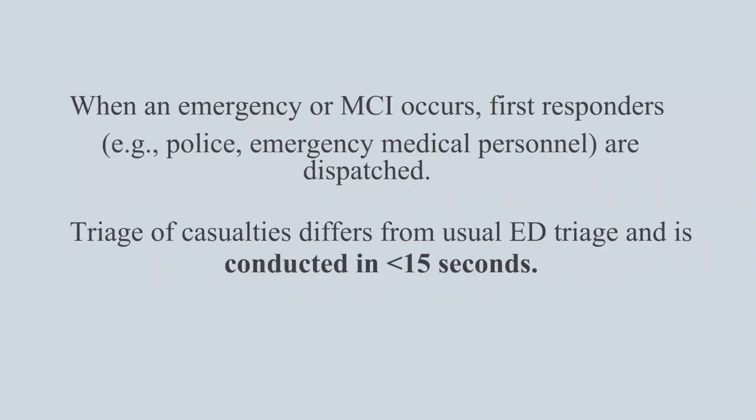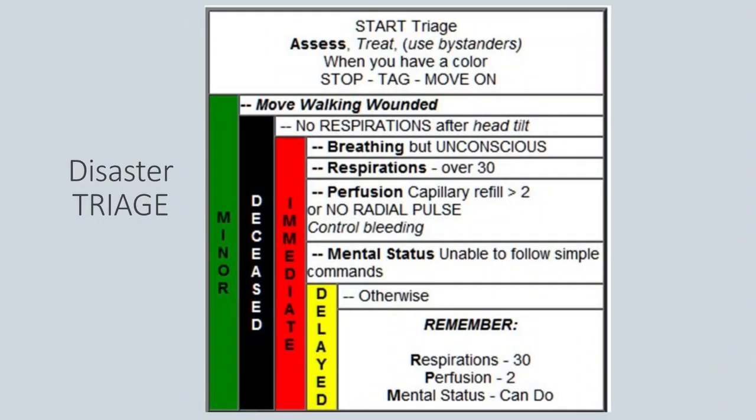When an emergency or a mass casualty incident occurs, first responders like police and emergency medical personnel are dispatched. And a triage of casualties differs from the usual emergency room triage. This is conducted in less than 15 seconds. This is a field triage. In the emergency room, we talked about the different ESI numbers, 1 through 5. Now we're going to talk about field triage, and this occurs in colors. The colors we're going to talk about are green, black, red, and yellow.